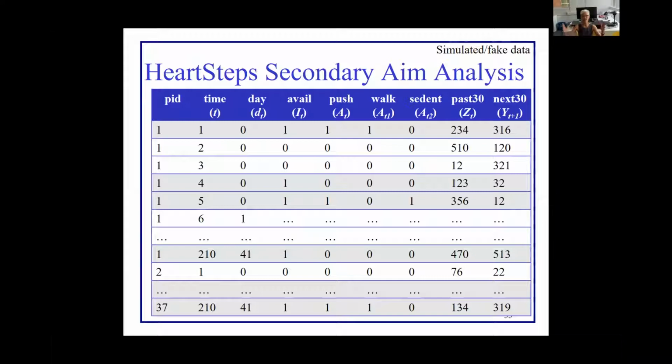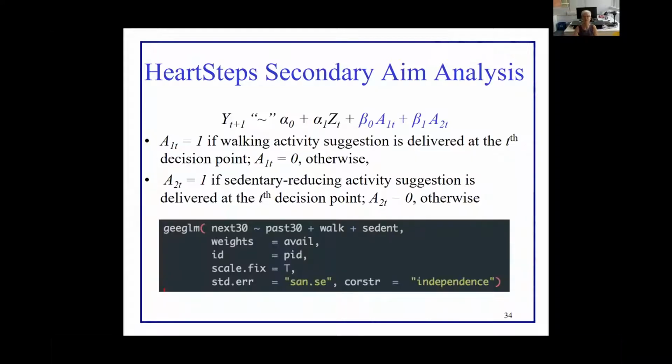Now the data matrix becomes wider because you need 2 indicators of walking and sedentary. And you see that in the 4th to the last column and the 3rd to the last column. You see those 2 indicators of whether or not a message was a walking message or an anti-sedentary message. Here's the GLM code for this analysis, again, using robust standard errors to form your test statistics and your confidence intervals.